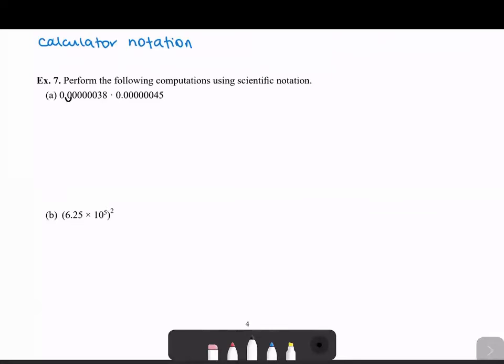So we go 1, 2, 3, 4, 5, 6, 7. So this is 3.8 times 10 to the minus 7. And we want to multiply that by, we convert this one now, 1, 2, 3, 4, 5, 6, 7 again. So this is 4.5 times 10 to the negative 7.